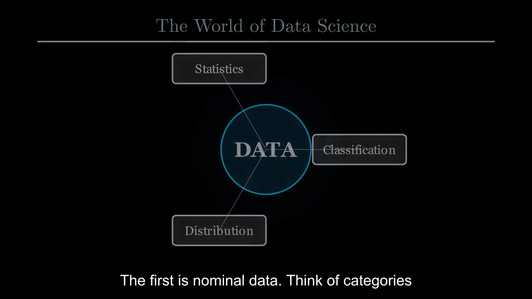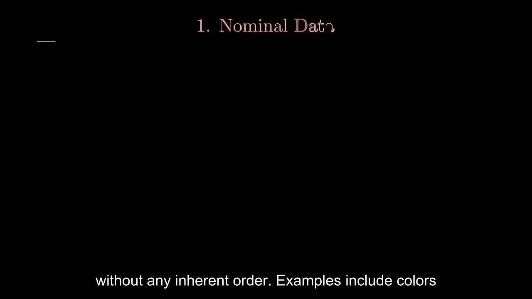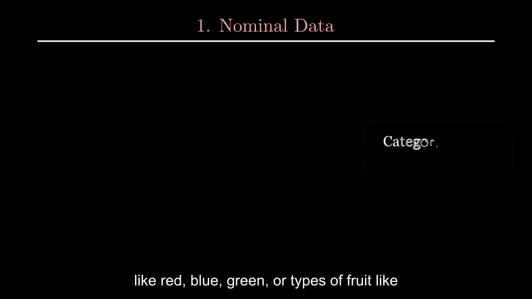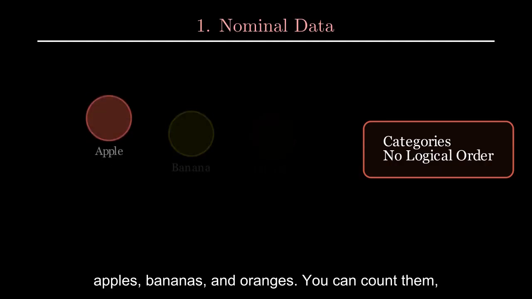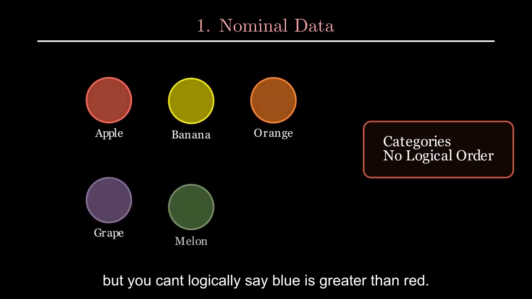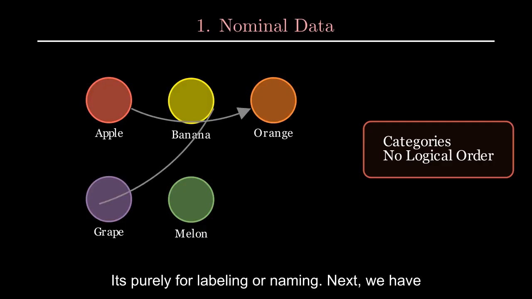The first is nominal data. Think of categories without any inherent order. Examples include colors like red, blue, green, or types of fruit like apples, bananas, and oranges. You can count them, but you can't logically say blue is greater than red. It's purely for labeling or naming.